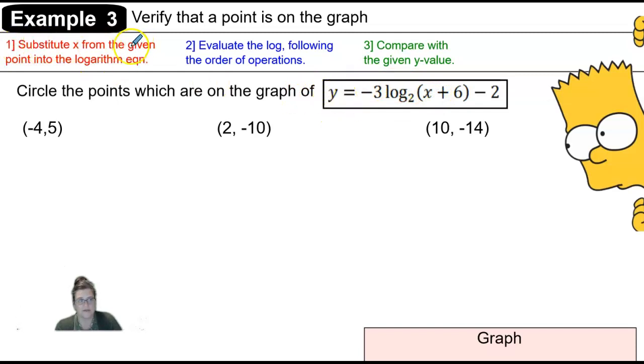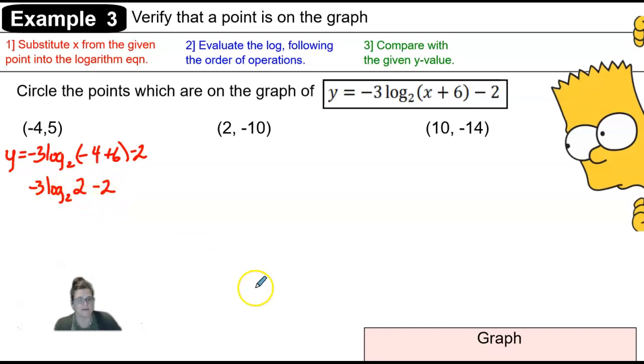So step 1 is to substitute the x from the given point into the logarithm. So I'll have y equals -3 times the log base 2 of the quantity, and then instead of x, I substitute a -4. Then that's plus 6, and then minus 2. So I'm going to evaluate that log now by following my order of operations. I have to do what's in the parentheses first, and -4 plus 6 is 2. So now I have -3 log base 2 of 2, minus 2.